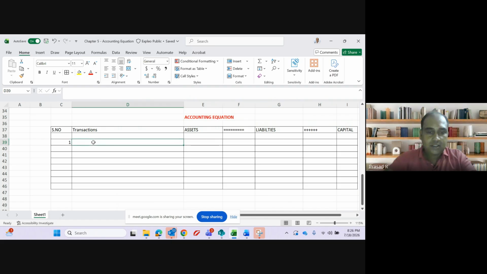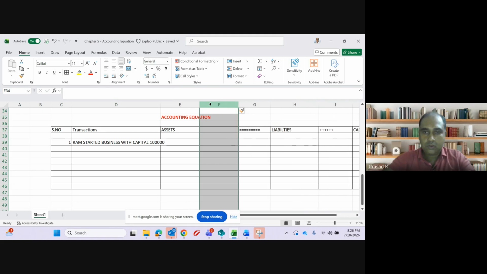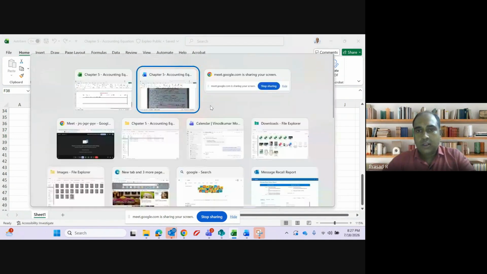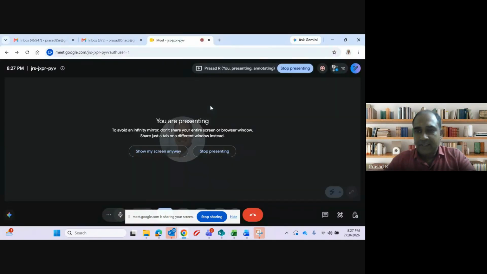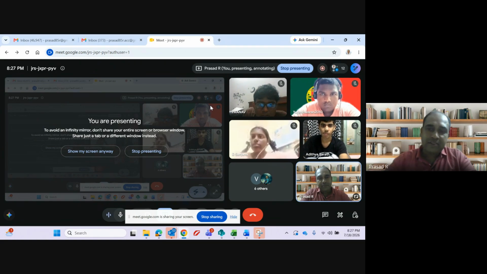First transaction is Ram started business with capital 1 lakh rupees. Okay. Now, I told you every transaction we have to see two impacts will be there. Ram is a businessman, business is separate.